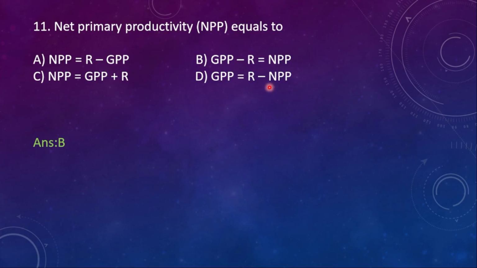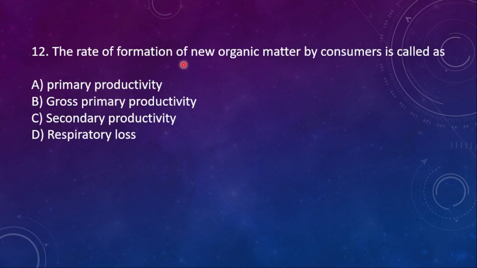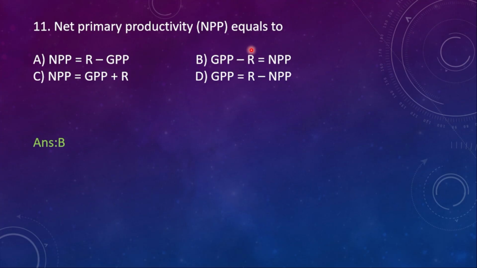And this is the right option, and many times it is asked in the NEET question also. Next question, let me tell you the expansions. GPP means gross primary productivity, and R is responsible for respiration loss. Okay? And NPP you already know about, net primary productivity.